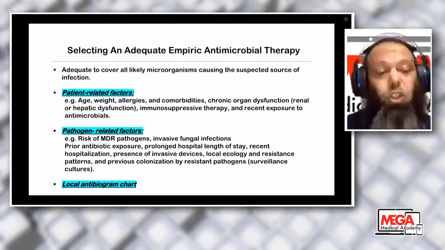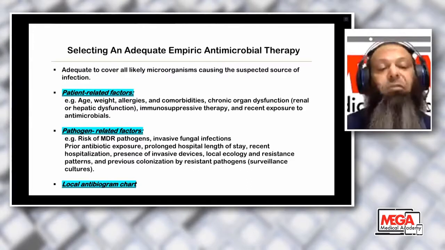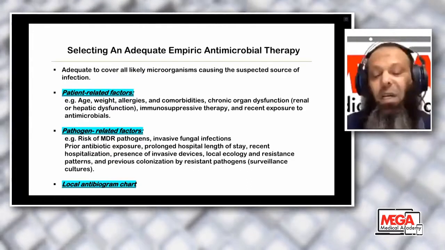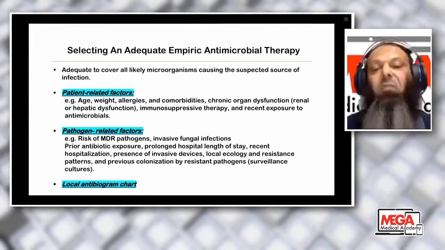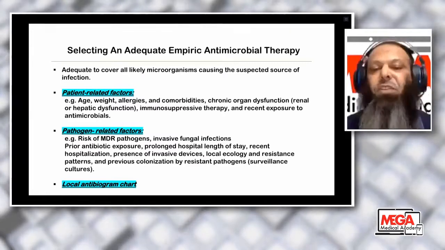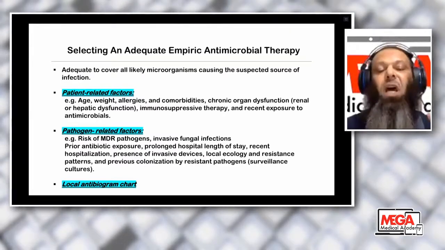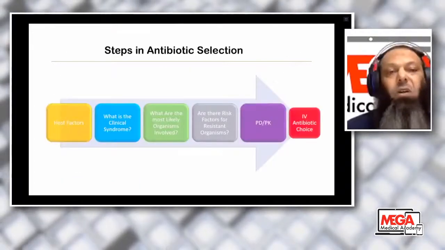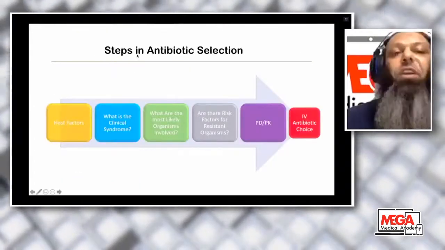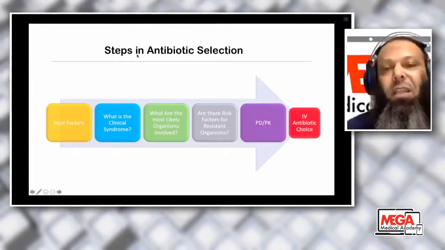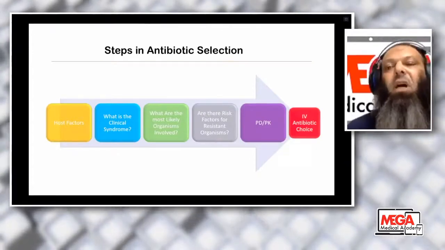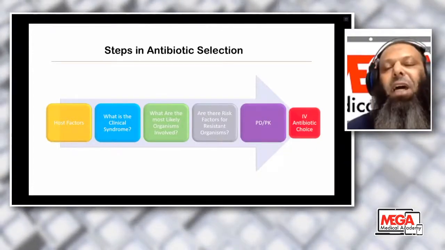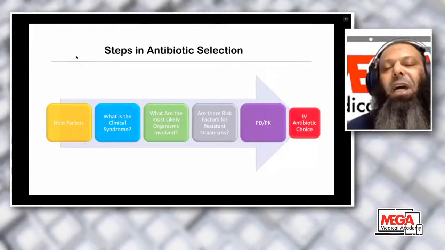This is from your surveillance cultures. And finally, you should have your own local antibiogram at your hospital and review it every quarter, every 6 months, every 1 year. It depends on your local antibiogram at your unit. So those are the steps usually when you are going to use antibiotics in sepsis to hit hard and appropriate.